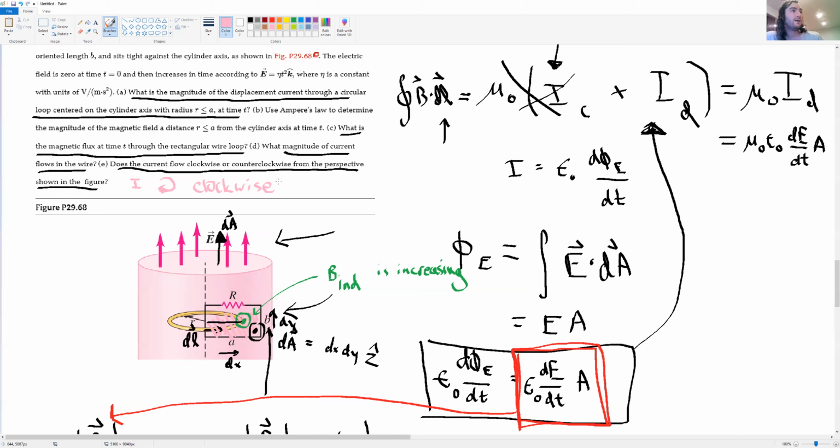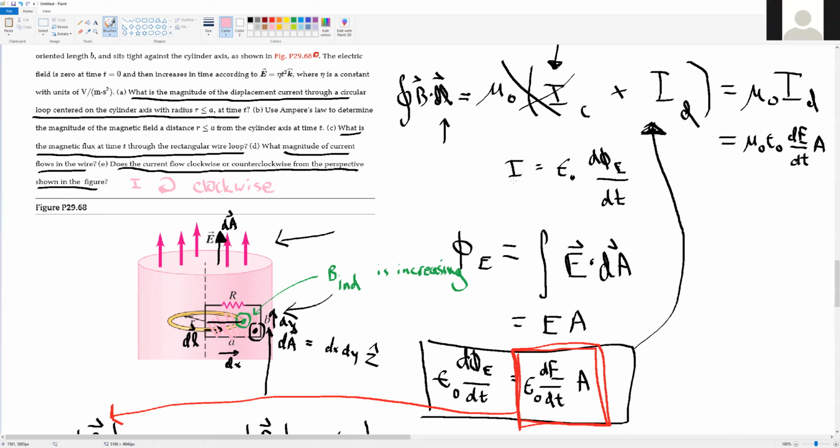Let me know if that made sense, or maybe it makes no sense. I got the answer on that one, and it said that it was counterclockwise. Counterclockwise? Yeah. Okay, let me think about it again. Maybe I made a mistake here.